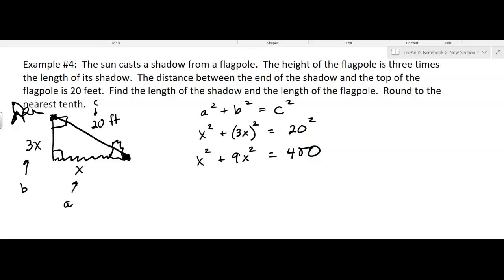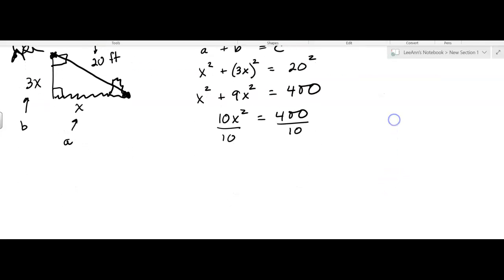Okay, let's see, that's going to give me 10x squared equals 400. Now how did I get that 10x squared? Well, I had to combine like terms. So if I divide both sides by 10, then now I have x squared equals 40, and I can just use the square root property here, so I'm going to do that. Take the square root of both sides.